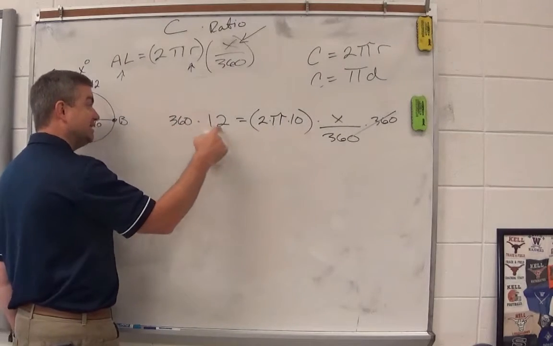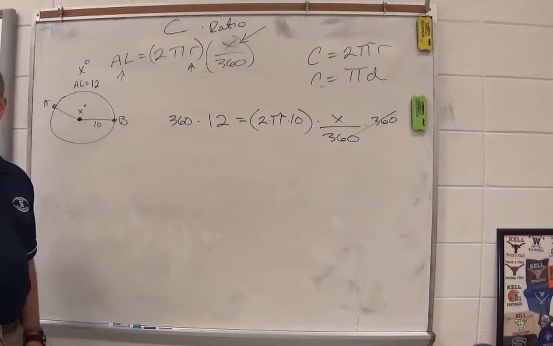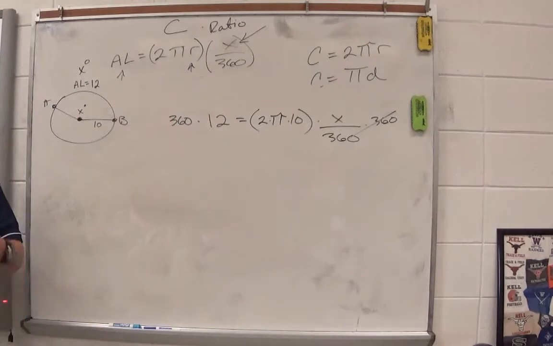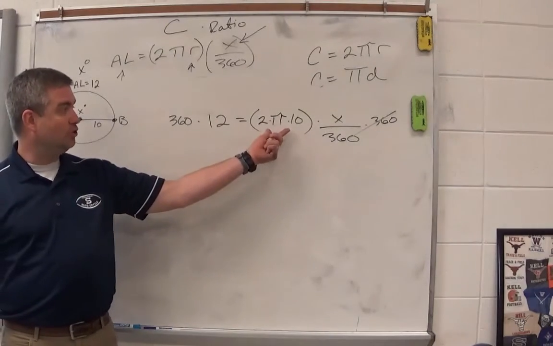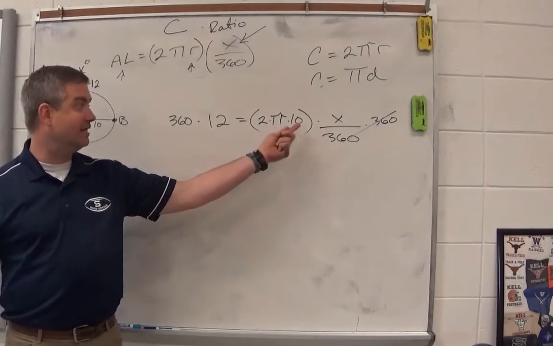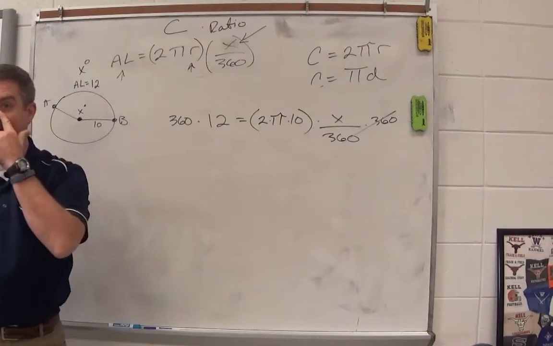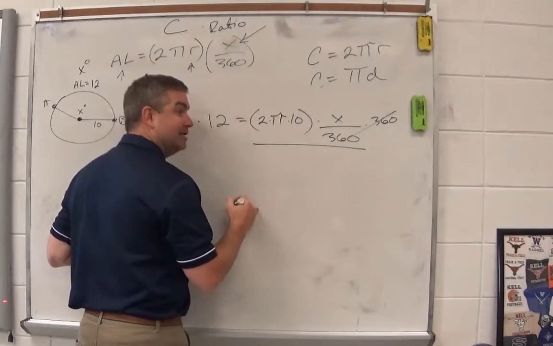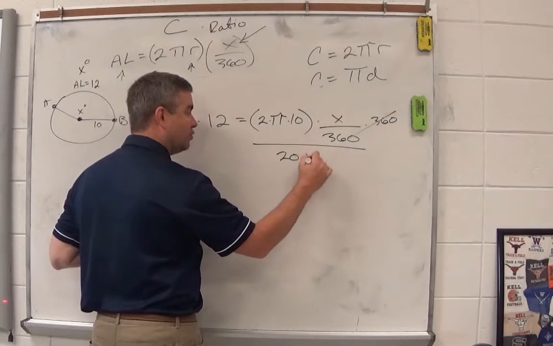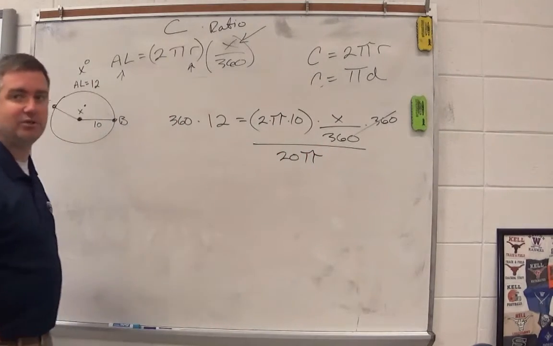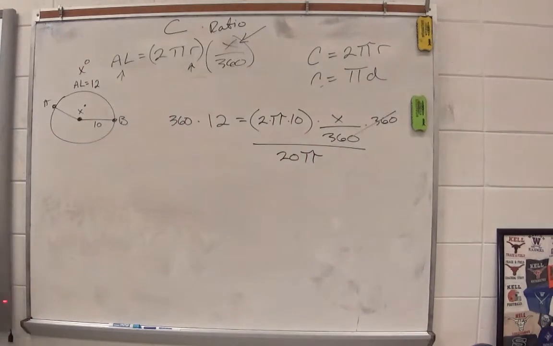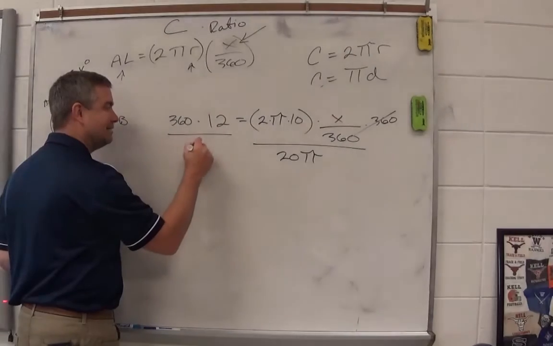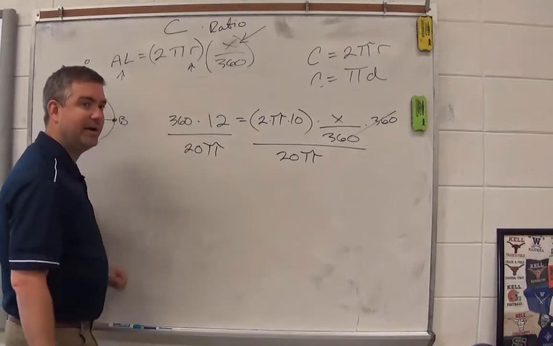So I'm going to say 360 times 12. That's some big number. Okay? To bring it back down, I'm going to do what? How do I get rid of 2 times pi times 10, which is times x? How do I undo multiplication? I divide by how much? How about 20 pi? Is it okay to divide by 20 pi? Where did 20 come from? 2 times 10. Can you make that jump? That's perfectly fine. Divide both sides by 20 pi.